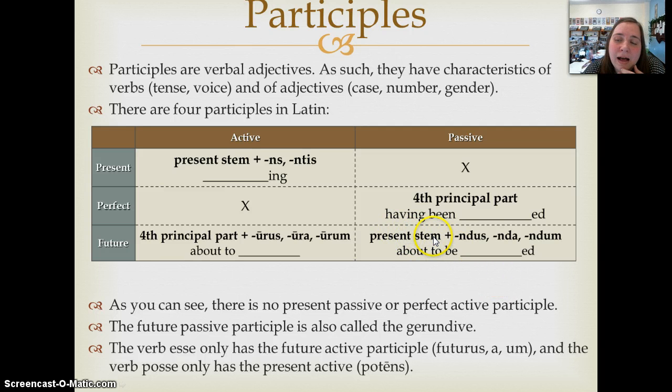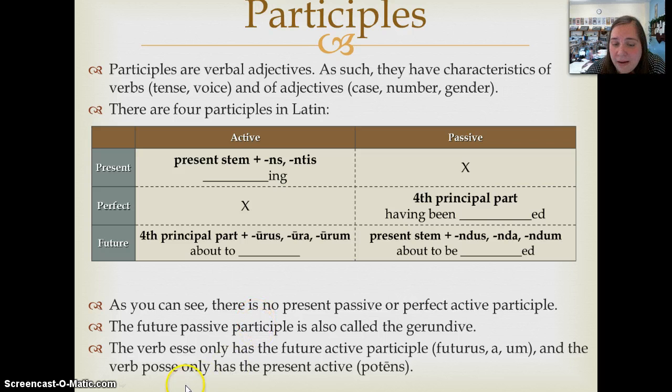And the future passive participle, also known as the gerundive, is formed with the present stem plus -ndus, -nda, -ndum. So again, the gerundive has -nd- as part of its formation. And we translate future passive participles about to be blanked, okay? So about to be spoken, about to be read, about to be learned, okay? So that is how you form it.